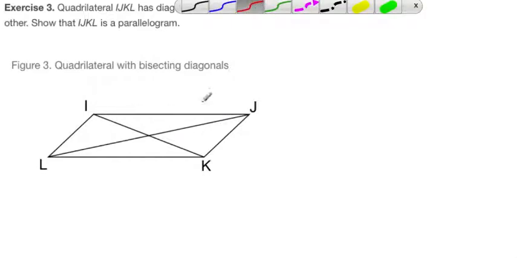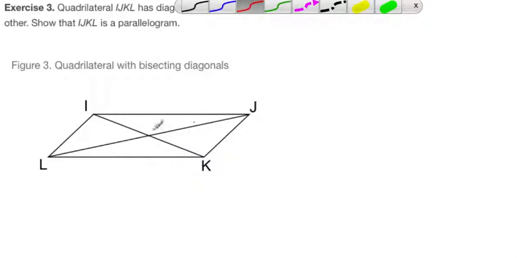So in exercise number 3, we have IJKL, which has diagonals that are bisecting each other. So now in this case, how can we show that quadrilateral IJKL is a parallelogram? Now in fact, our plan will be something like this.